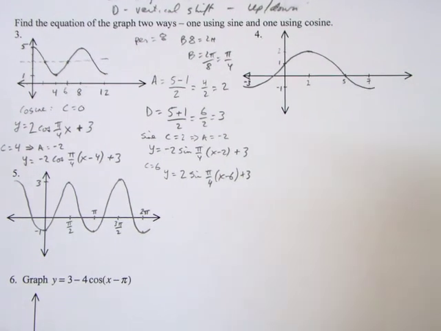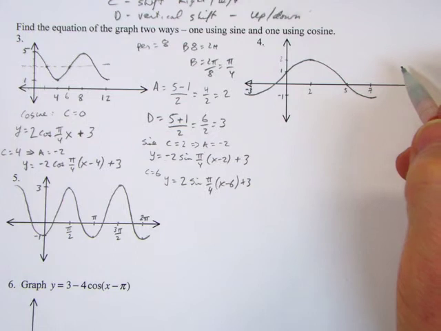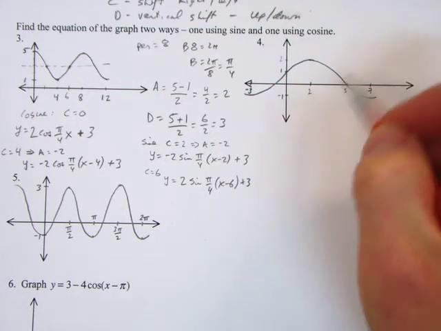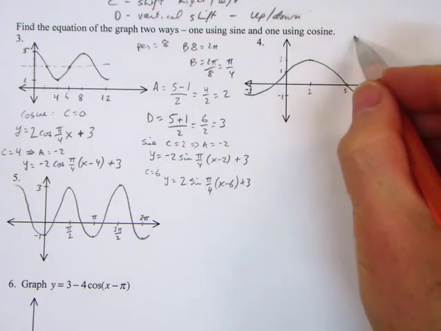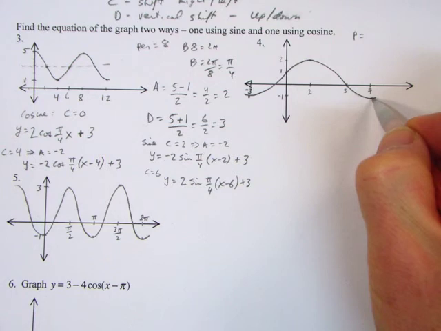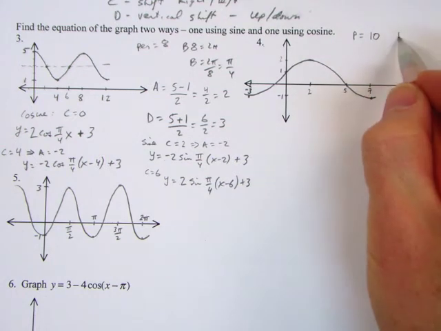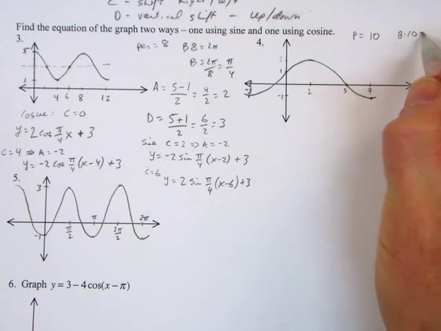All right, the next one. We're just going to do the same thing each time. When we look at this, we can start with the period. We can look at A. It doesn't really matter. The period in this case would be, so it's at a low at negative 3, and it gets to a low at 7 again. So the period is going to be 10. And so that means B times 10 is 2 pi, and 2 pi over 10 is pi over 5.